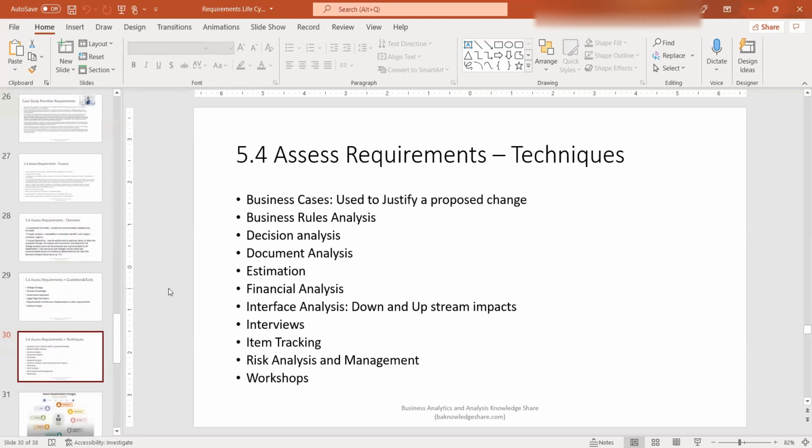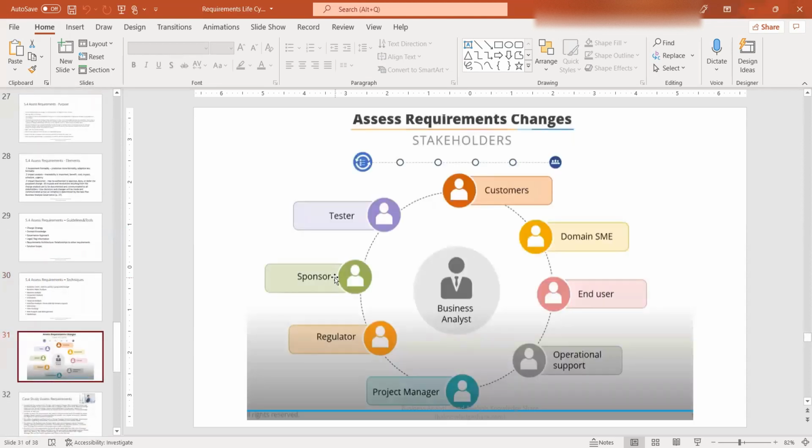Techniques used here are the business cases used to justify proposed change, business rules analysis, decision analysis, document analysis, estimation, financial analysis, interface analysis, meaning the upstream and downstream impacts to other systems, interviews, item tracking, risk analysis and management, and workshops. Stakeholders involved here are customers, the domain SME, the end user, the operational support, the project manager, regulator, sponsor, and tester.